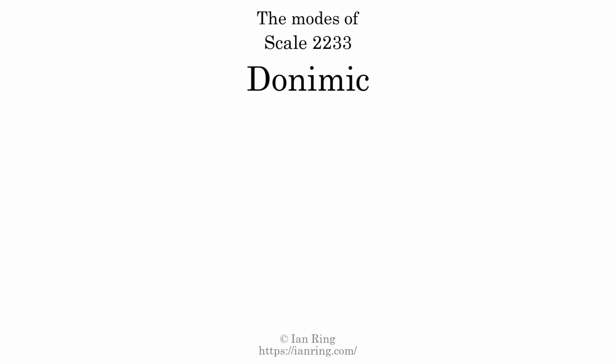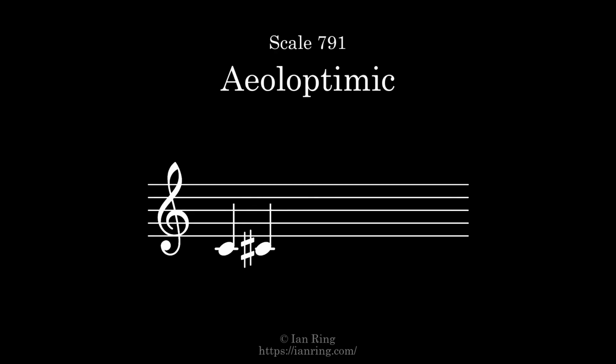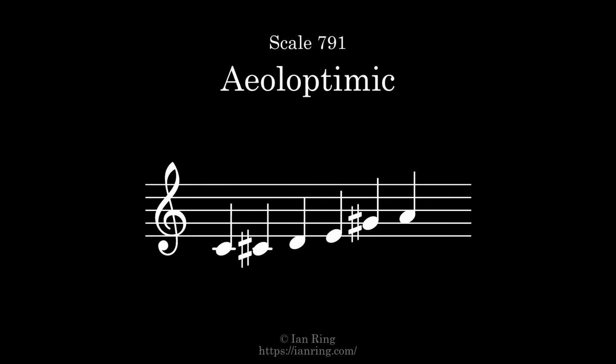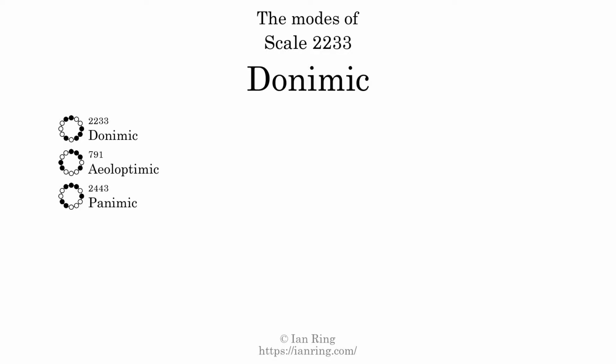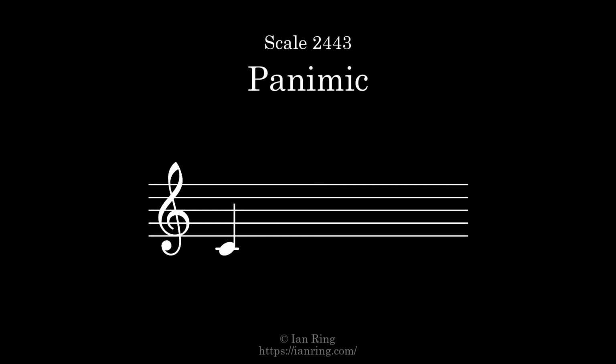This scale has 6 modes. The first mode is itself. The second mode is scale 791, also known as Donimic. It sounds like this. The third mode is scale 2443, also known as Donimic. It sounds like this.